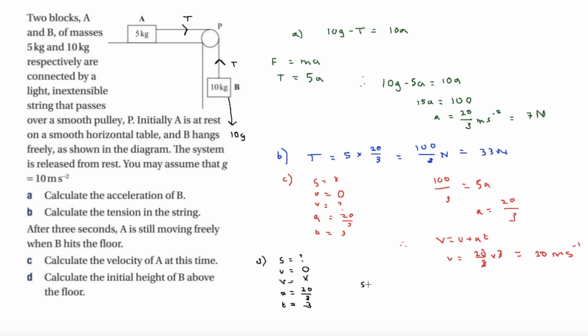So for this one we'll be using S is equal to UT plus half AT squared. So therefore S is equal to 0 plus half AT squared, which is equal to half times 20 over 3 times 9. So therefore S is equal to 30 meters.